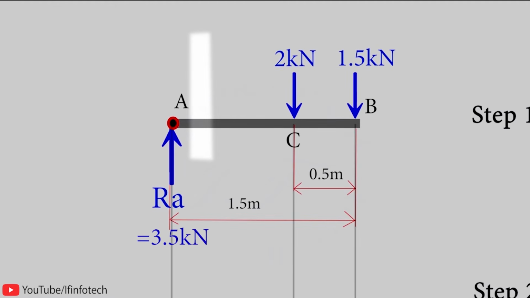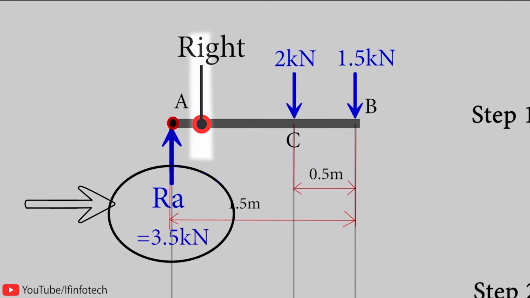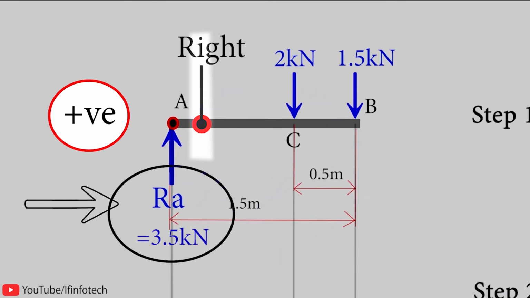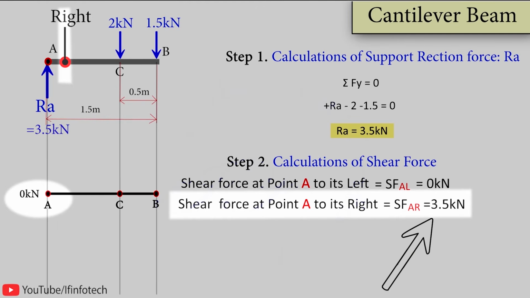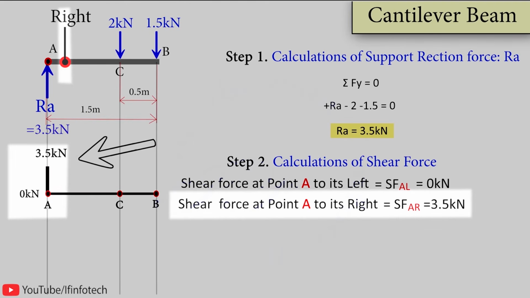Now if I go to the section to the right of point A, that is SF at A to the right, then there is upward force, that is reaction force RA, which is 3.5 kN. So as per sign convention, upward force is treated as positive. So here the shear force is plus 3.5 kN. Therefore SF at A to the right is plus 3.5 kN. Now here since shear force value is positive, I make vertical line of 3.5 kN.